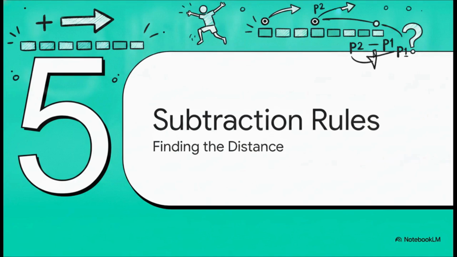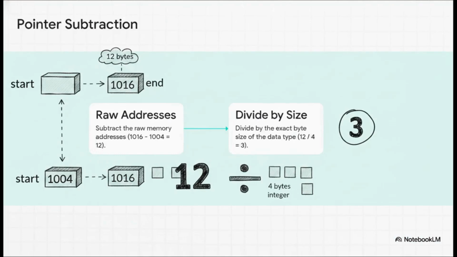Finally, let's hit Section 5, Pointer Subtraction Rules. Imagine we've got a pointer called start resting at address 1004, and another pointer called end resting at address 1016. If we execute end minus start, it doesn't just spit out the raw memory difference. In step 1, the compiler subtracts the raw addresses. 1016 minus 1004 gives us 12 bytes of distance.